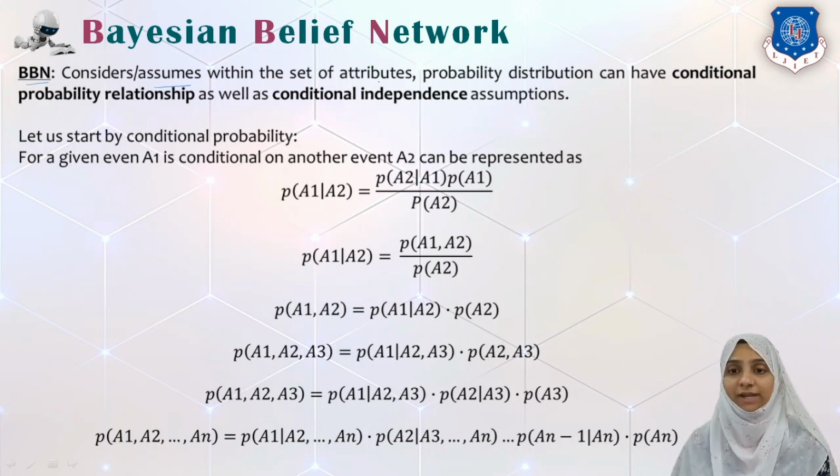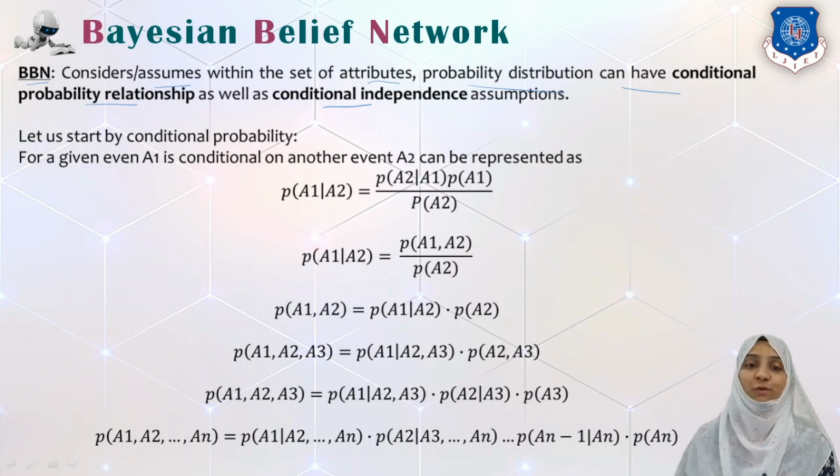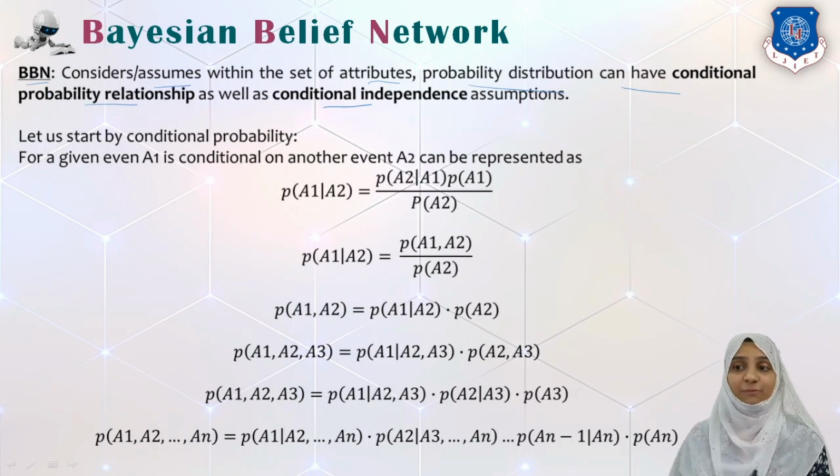So Bayesian belief network assumes, within a set of attributes, as we know, our data is nothing but a collection of a set of attributes, such as training data. Within that set of attributes, whatever probability distribution we have can have conditional probability relationships as well as conditional independence assumptions. So, Bayesian belief networks consider both kinds of probability. The first type is conditional probability relationship, and the second one is conditional independence assumptions.